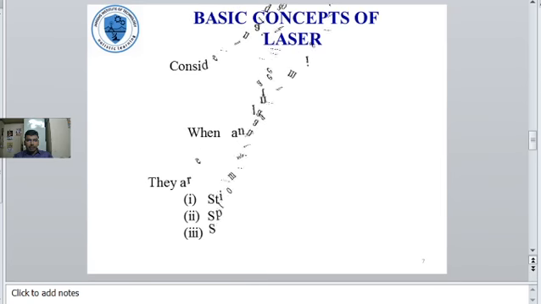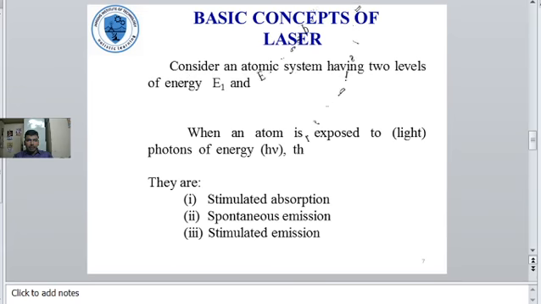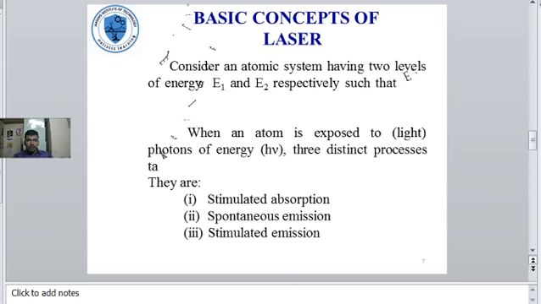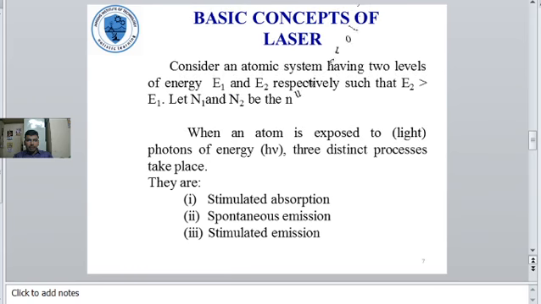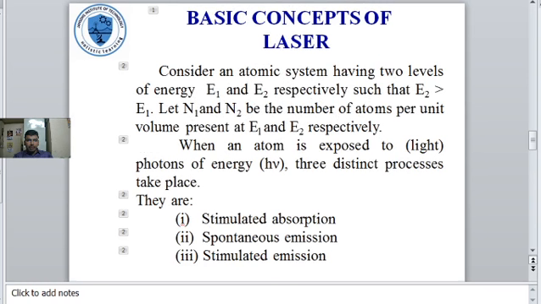Now we will see the basic concepts involved in laser. Consider an atomic system having two energy levels E1 and E2, such that E2 is greater than E1. Let N1 and N2 be the number of atoms per unit volume present at E1 and E2 respectively. When an atom is exposed to a light photon of energy h nu, three distinct processes take place: one is stimulated absorption, second is spontaneous emission, third is stimulated emission.